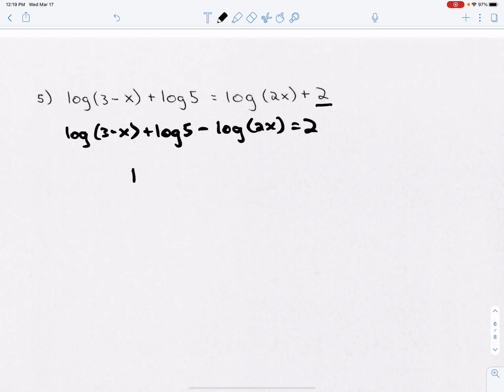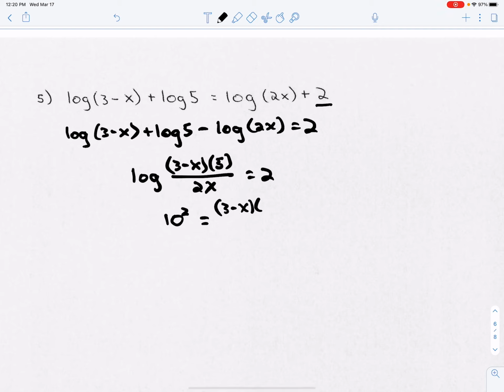Okay, let's simplify using the log rules. So this is 3 minus x goes in the numerator, 5 goes in the numerator, 2x goes in the denominator, and we have 2 over here. Okay, now let's change the form. This is base 10 since no base is written, so we get 10 squared equals 3 minus x times 5 all over 2x. Now we have a fractional equation.